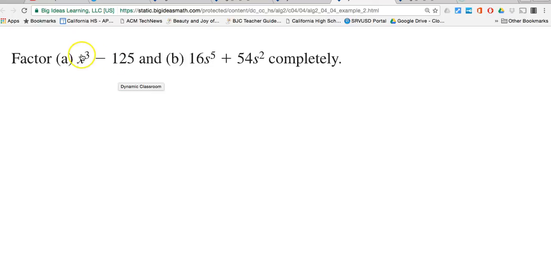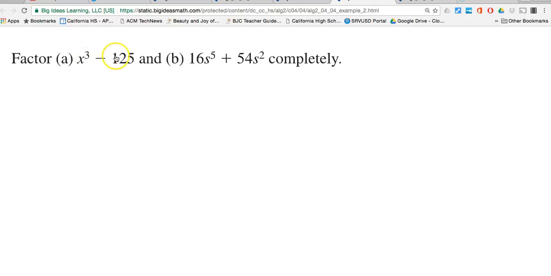So in part A, we've got x cubed minus 125. Like I said in the special pattern video, when you're identifying the sum and difference of cubes, some of the perfect cubes should jump out at you and help you identify these. The fact that it's two terms, so a binomial, and the fact that we've got a variable to the third power and a term that is a perfect cube. 125 is just 5 to the third power.